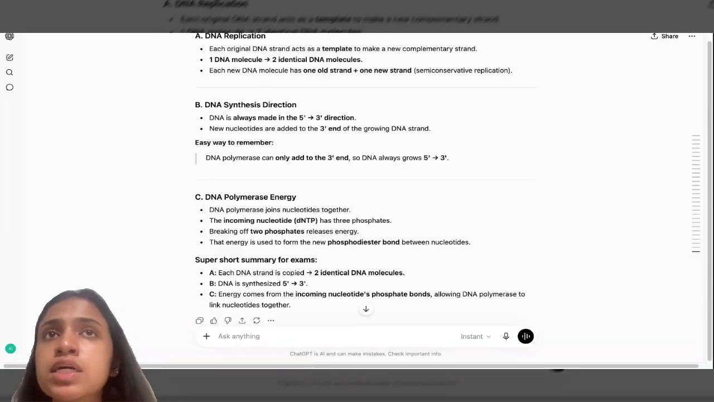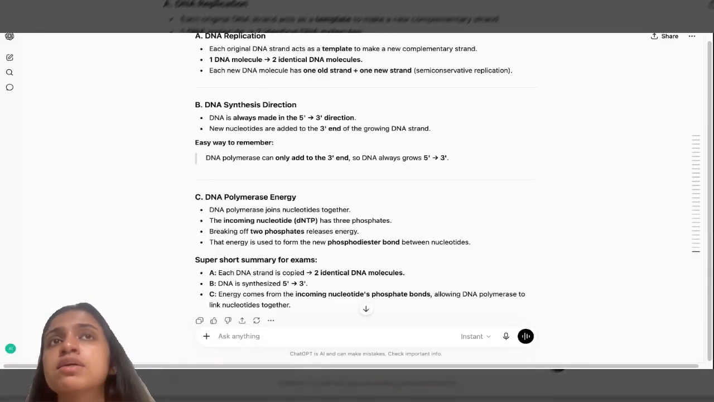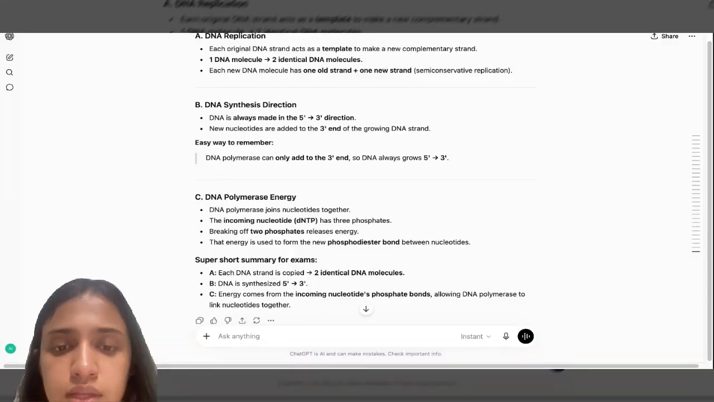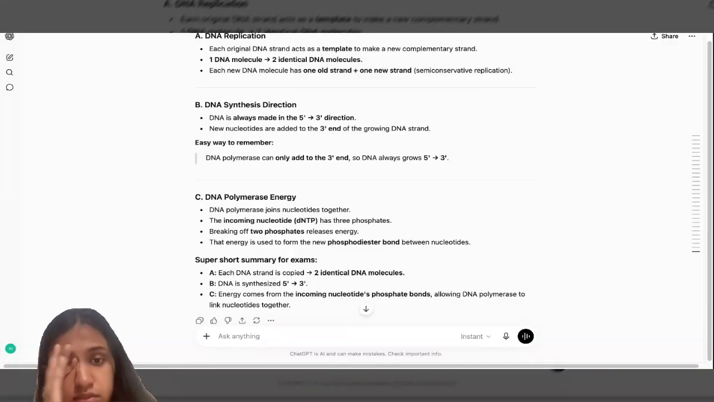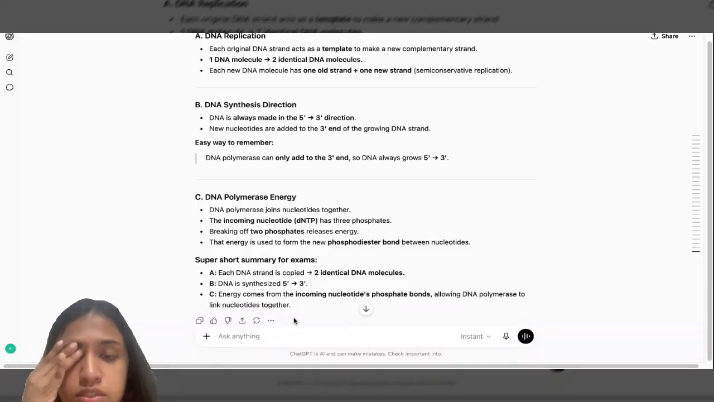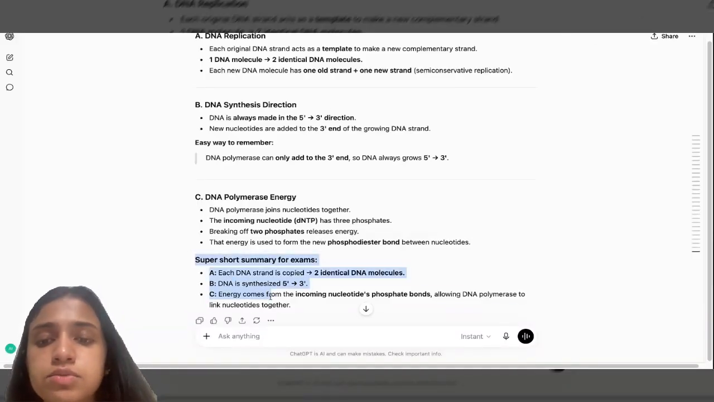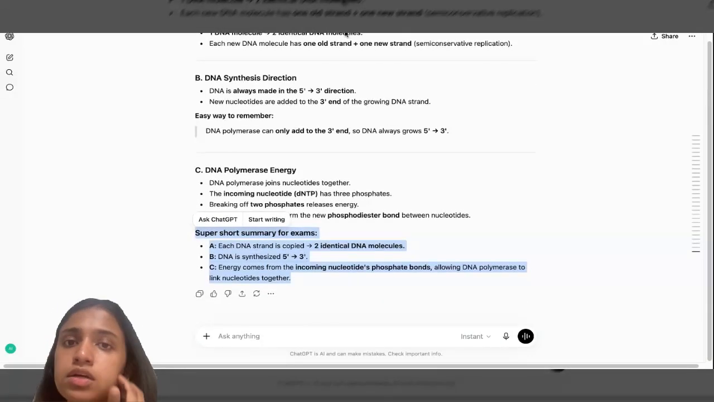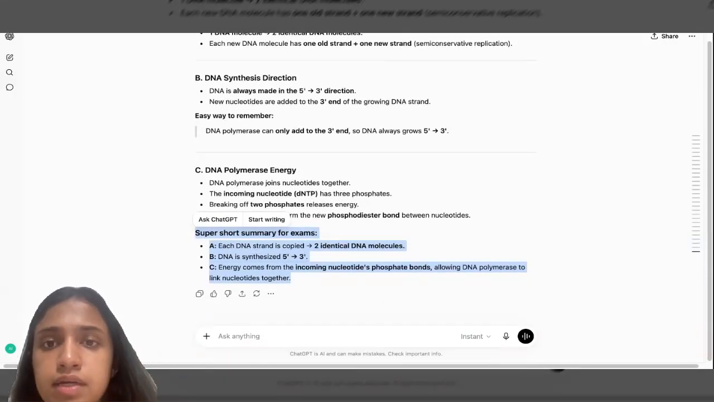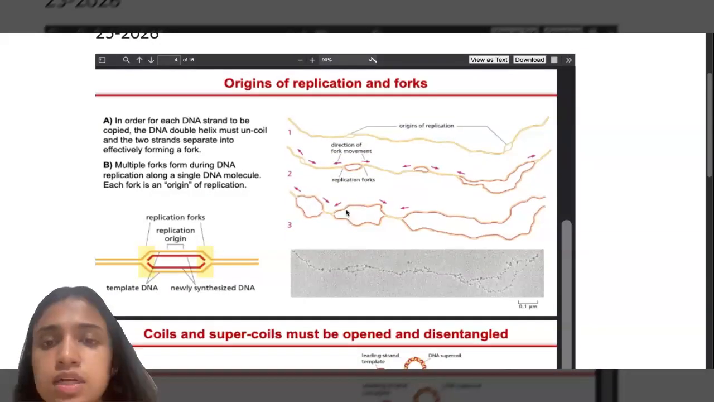There are three phosphates, and you break the bond between two phosphates and you get that ATP in order to create that phosphodiester bond, which would help the nucleotides come together. This allows DNA polymerase to link the nucleotides together. That was a much simpler summary. This is good. Now moving back to here.